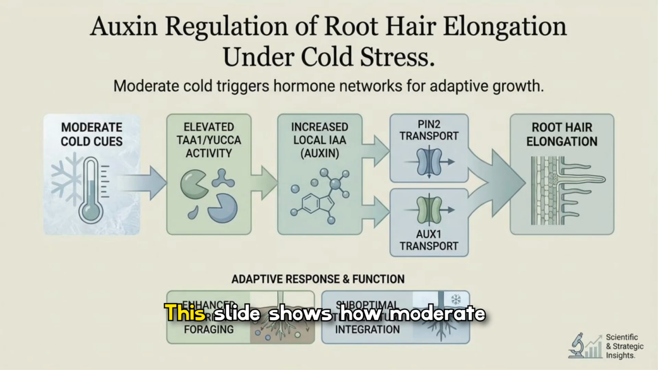outputs. This slide shows how moderate cold cues rewire auxin biosynthesis and transport to elongate root hairs adaptively. Cold elevates TAA1 activity and local IAA production, which is then redistributed by PIN2 and AUX1 to promote root hair growth, enhancing nutrient foraging under suboptimal temperatures, and illustrating a hormone-mediated adaptation to environmental stress.